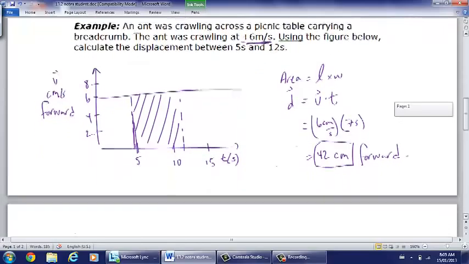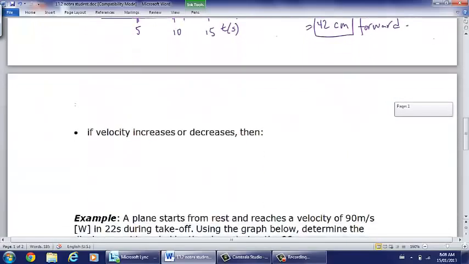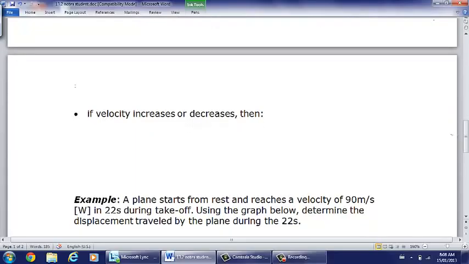Velocity isn't always constant though. Velocity increases and decreases. So how can we find displacement here? Well, let's look at a graph. Here we have velocity and time. And let's say that velocity is increasing.